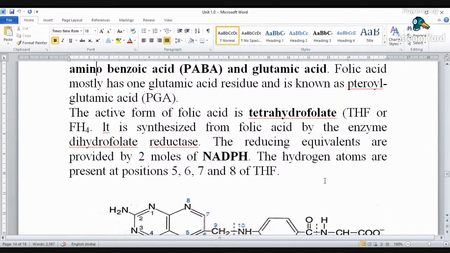The reducing equivalents are provided by two molecules of NADPH. NADPH provides hydrogen, so folic acid is converted to tetrahydrofolate. Two molecules of NADPH give 4 hydrogen atoms to folic acid. The hydrogen atoms are present at positions 5, 6, 7, 8 of tetrahydrofolate. Where are the hydrogen atoms present? At the 5, 6, 7, 8 positions.